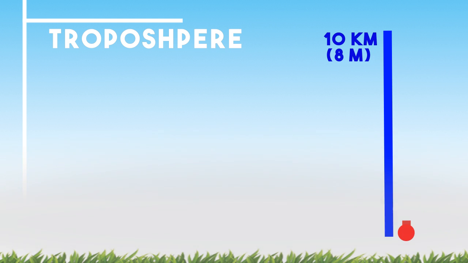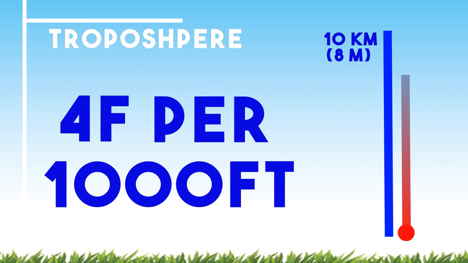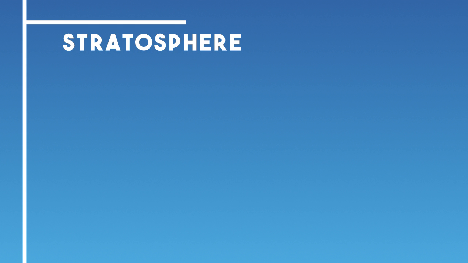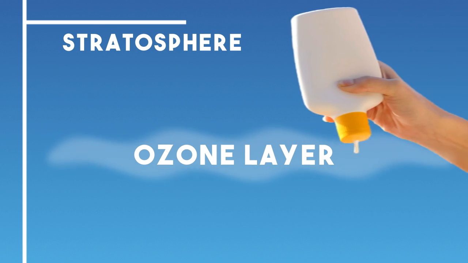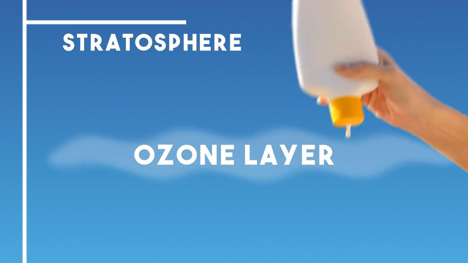As we rise through this layer, the temperature begins to decrease at the lapse rate of 4 degrees Fahrenheit for every 1,000 feet until we reach the next layer of the atmosphere, the stratosphere. The stratosphere, as previously stated, is where the ozone layer is located. The ozone layer is a gaseous layer that helps to filter out UV radiation and keeps most of these rays from reaching Earth's surface, lessening the intensity of the sun and preventing harmful radiation from soaking into the Earth and us. Think of the ozone layer as Earth's natural sunscreen, shielding us from the worst sunburn ever.